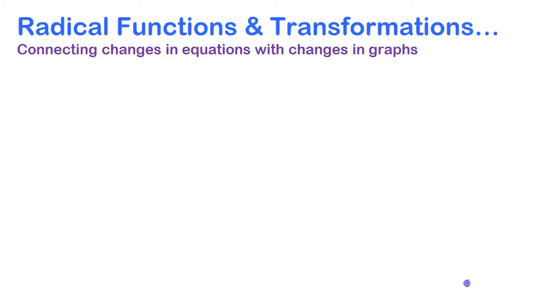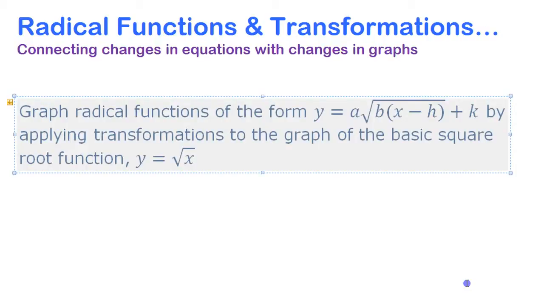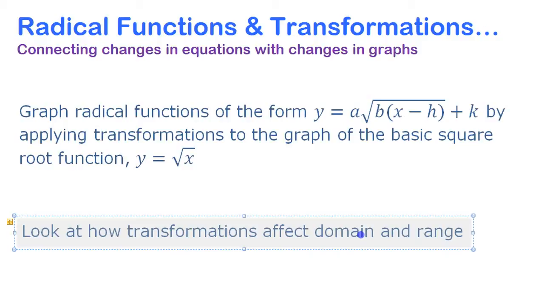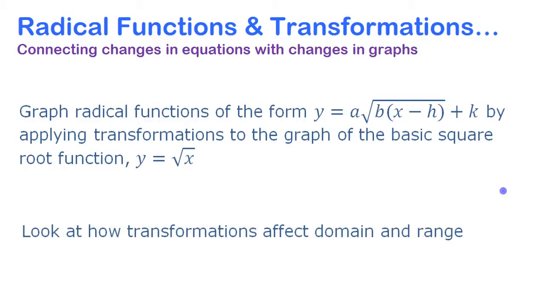All right, we're looking at radical functions and transformations, making changes in graphs and equations, how they relate to each other. Specifically, if we have a more complex function, but we can relate it back to that basic square root function, we can use that knowledge to help us create the graph quickly and easily. And secondly, we want to look at how the domain and the range are affected by transformations and then make some predictions without even having to create the graph.